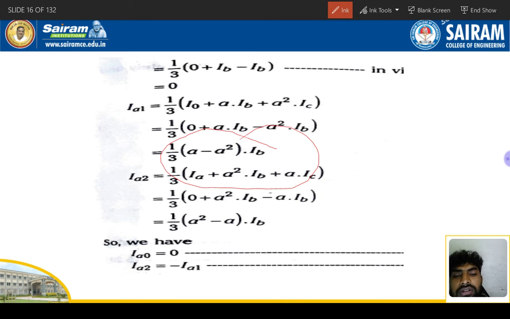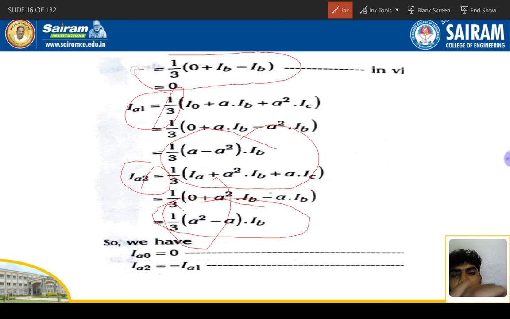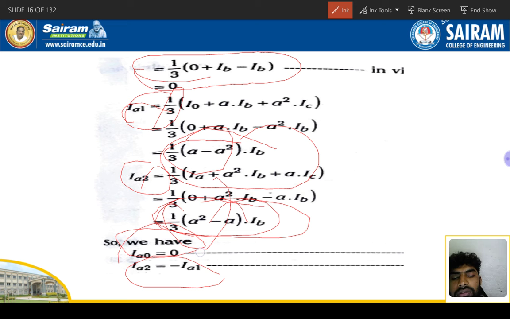So finally you will get a square minus a square IB. Just substitute: 1 by 3 (a minus a square) IB, if this one is IA1 and this one is IA2. Here for the zero sequence component you will get 0 answer, right? IA1 will be the same, and IA2 also the same, but the a operator will be different. So you can say IA0 is equal to 0, IA2 is equal to minus IA1, because of the reverse. See here, a minus a square will be there, here a square minus a will be there, right?